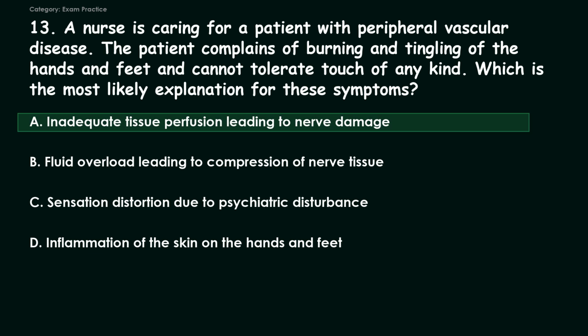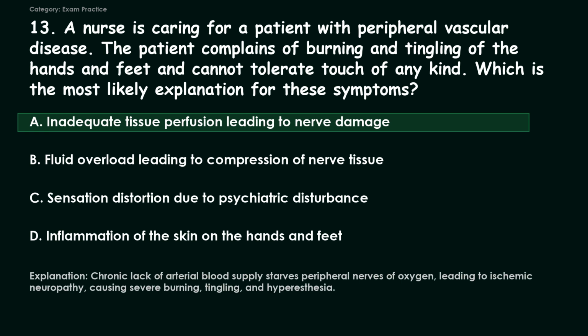The correct answer is option A, inadequate tissue perfusion leading to nerve damage. Chronic lack of arterial blood supply starves peripheral nerves of oxygen, leading to ischemic neuropathy, causing severe burning, tingling, and hyperesthesia.